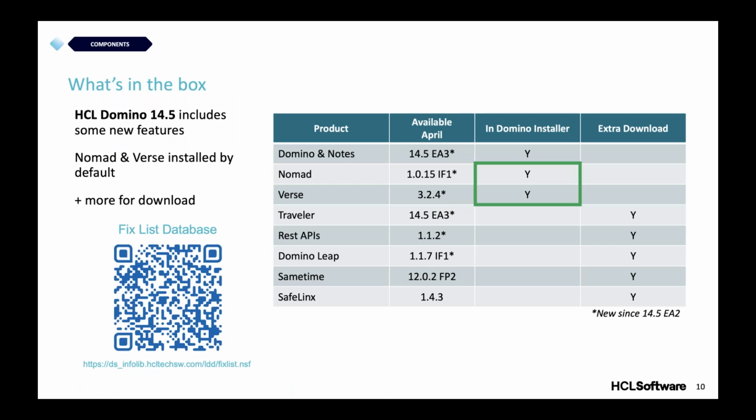Okay, for the installed components for the 14.5 early access program, such as Nomad and Verse, which is installed by default, the version that we picked up for EA3 is the latest version for Nomad, which is version 1015 IF1, and we have version 324 for Verse.